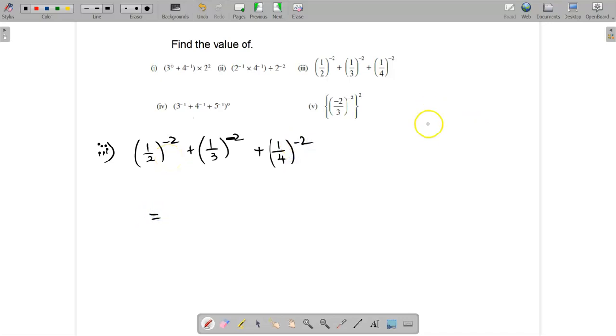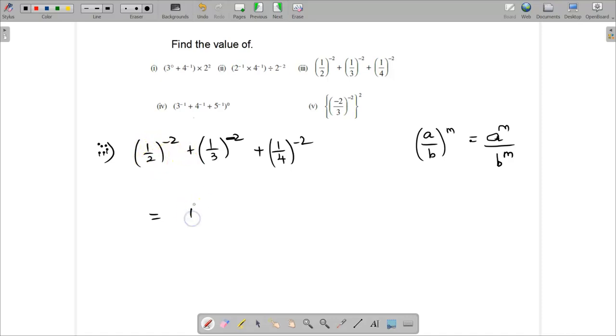So we have the rule, law of exponents, such that (a/b)^m. Here the power m is common for both the numerator and denominator. So how can we split the term? a^m divided by b^m. Here the power minus 2 is applicable for all the terms within the bracket.